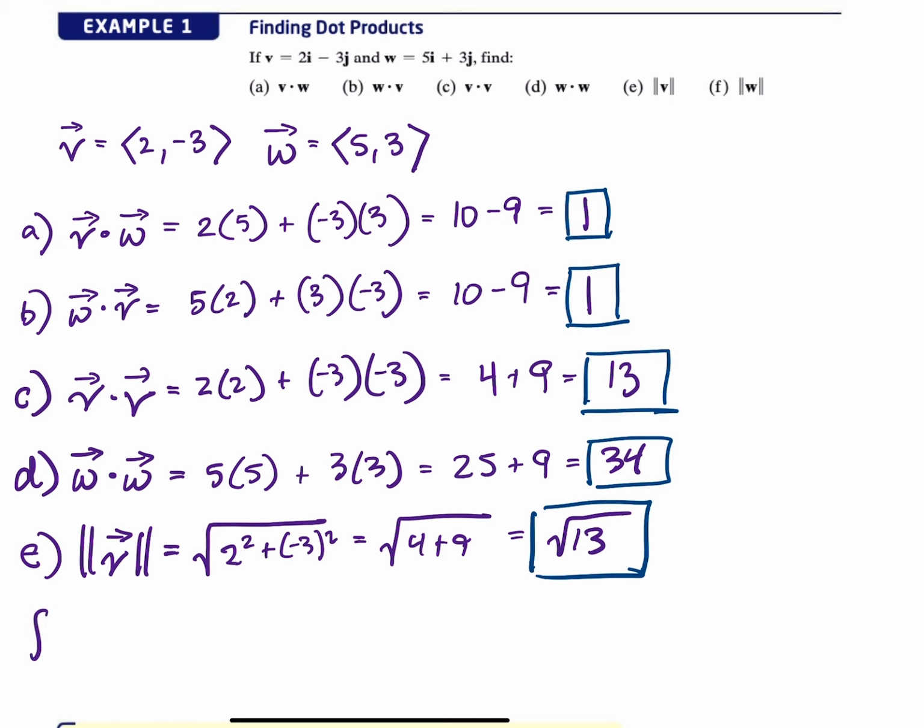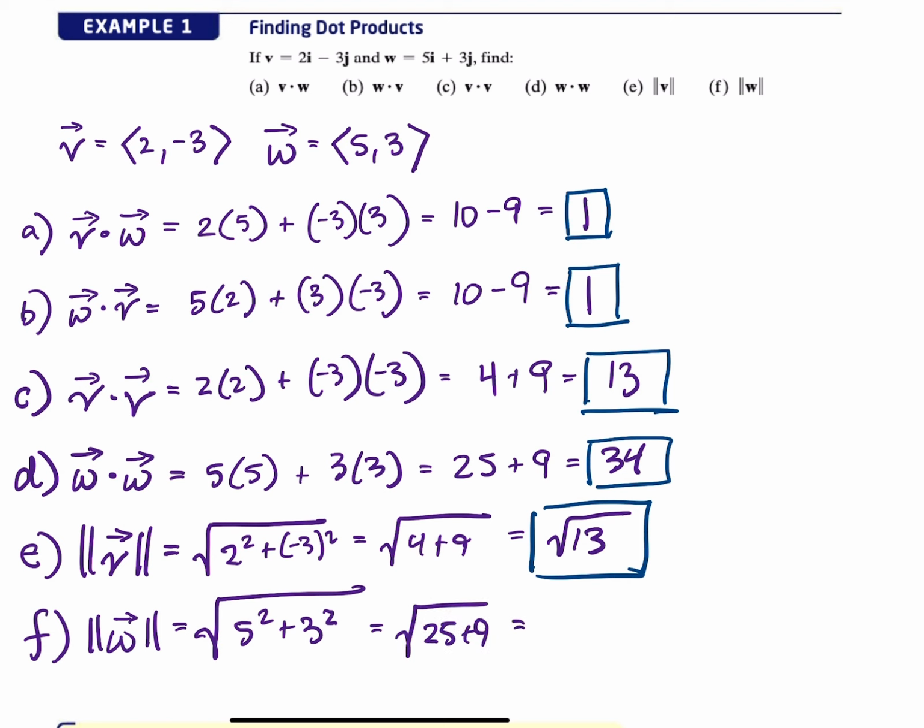And then F asks for the magnitude of w. So that means we should expect to get the square root of 34. So that would be the square root of 5 squared plus 3 squared, or root 25 plus 9, which, yeah, gives us the square root of 34.